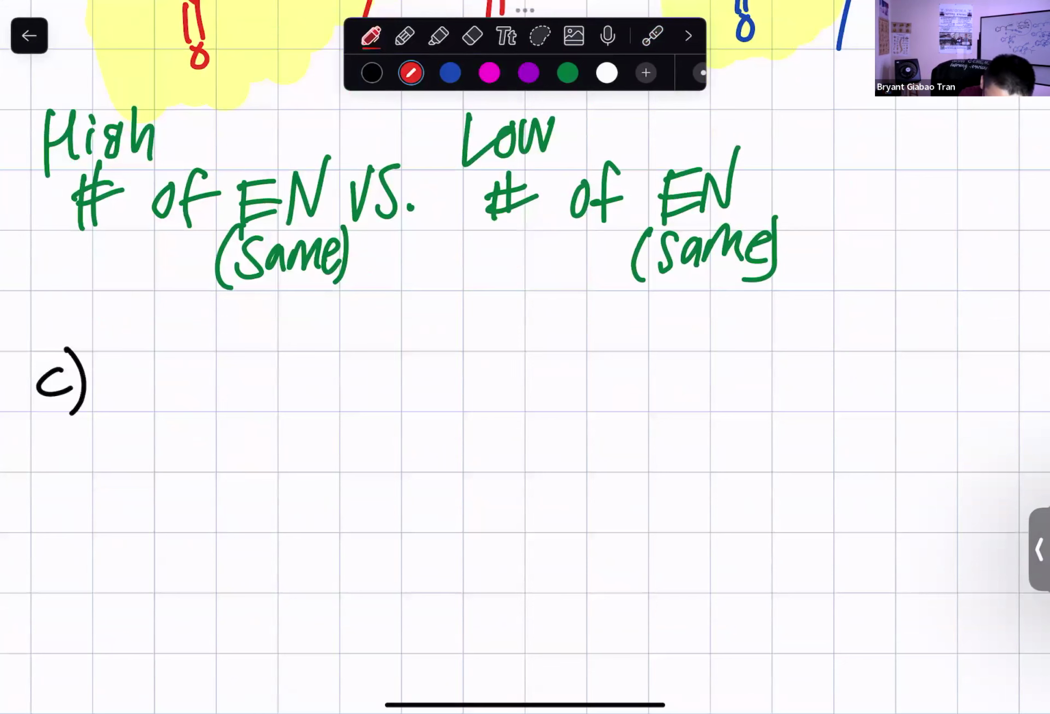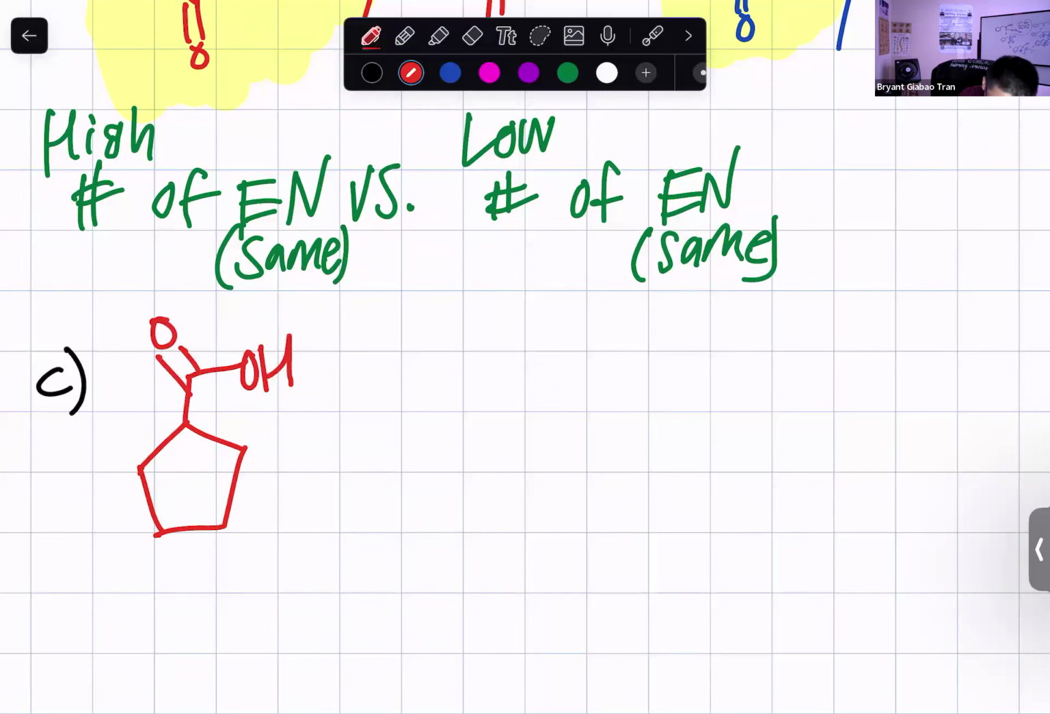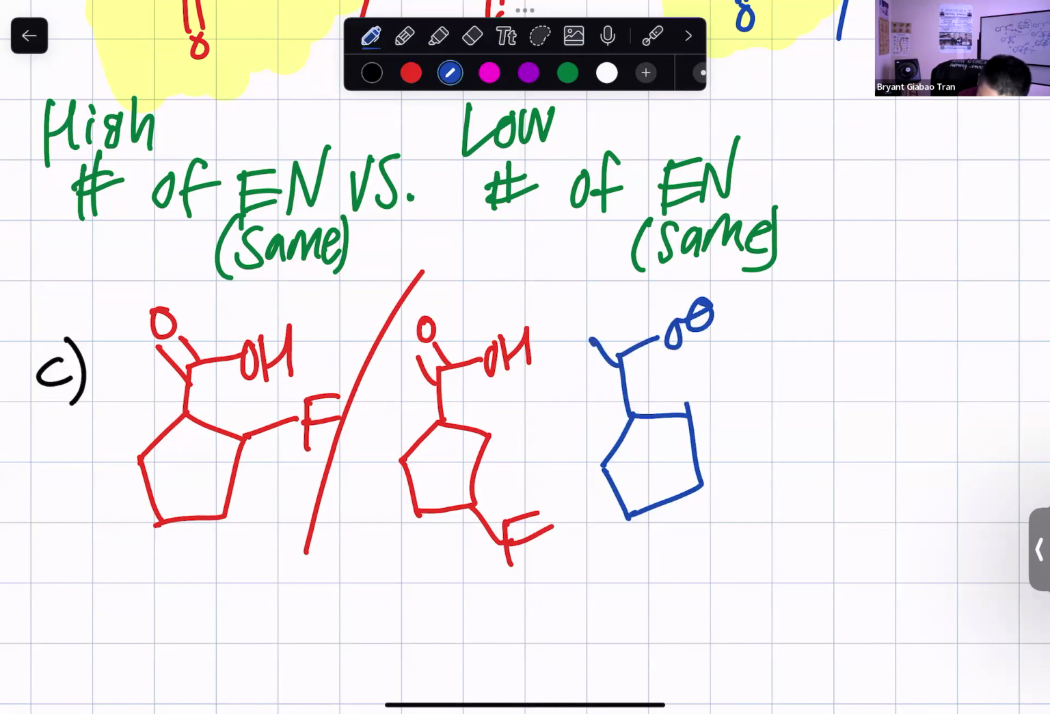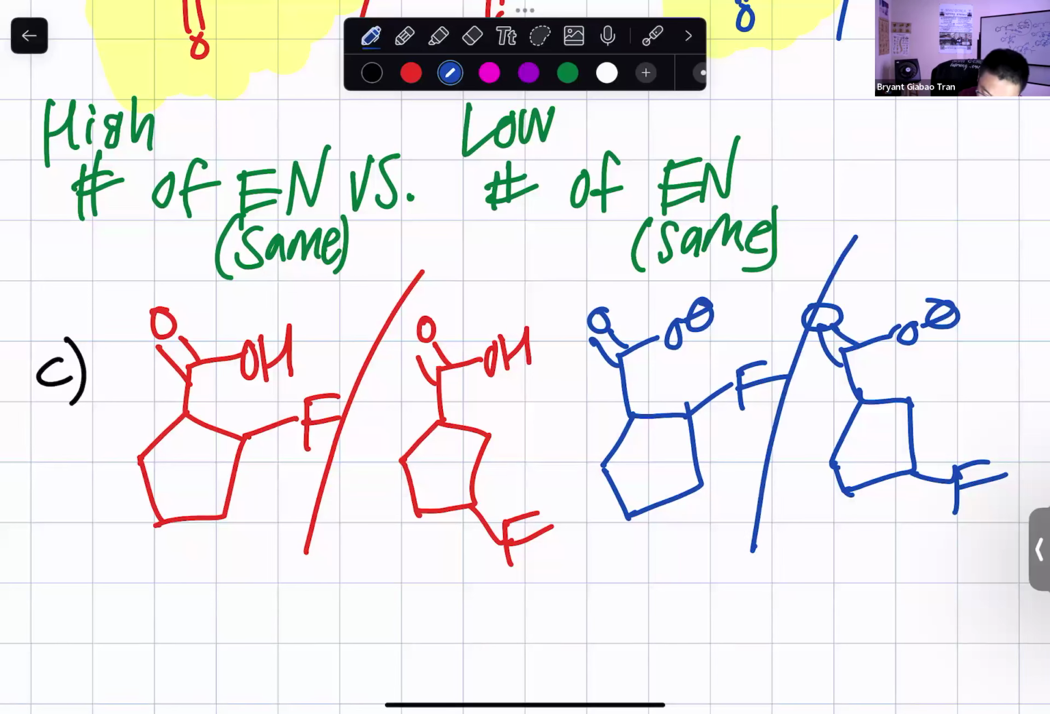The third scenario, say we are comparing this acid with this acid right here. Now let's draw the conjugate bases and determine which conjugate base is more stable. Which one would be more stable and why?